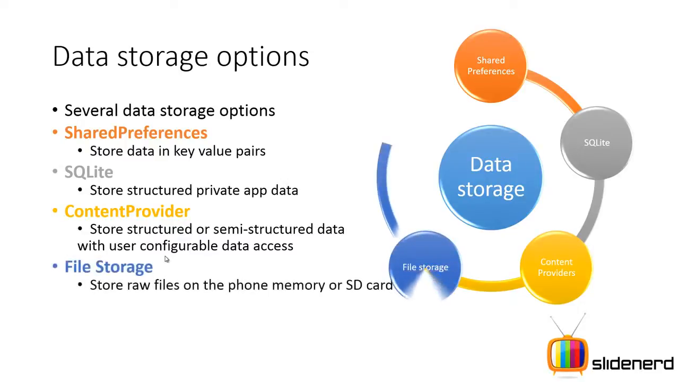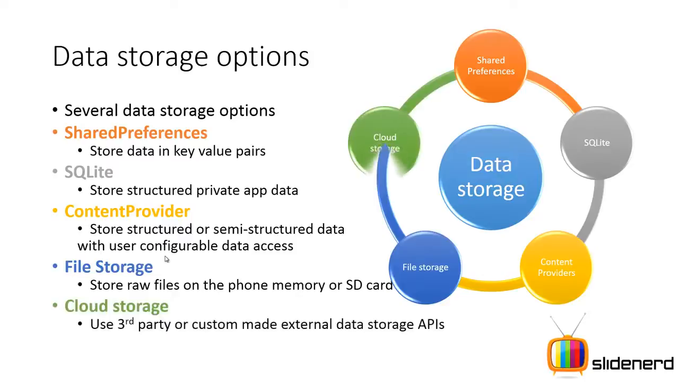Let's talk about file storage, which is our fourth option here, where you can store files on your memory card or SD card or wherever. And then of course there's the last option, which is cloud storage, where you can use custom APIs like parse.com's APIs or Dropbox, Google Drive, SkyDrive kind of stuff. So let's see how each of these things work and when you should go for one of these options depending on your application with the help of a simple example.